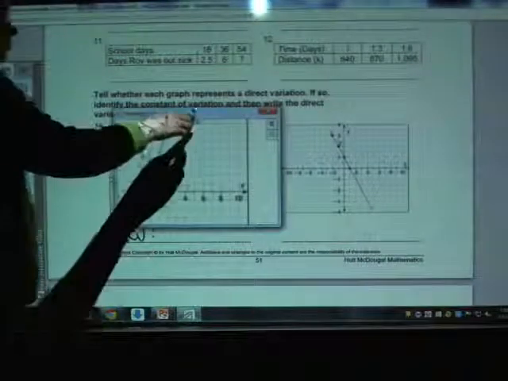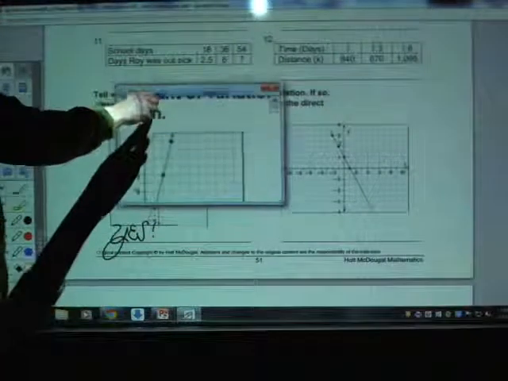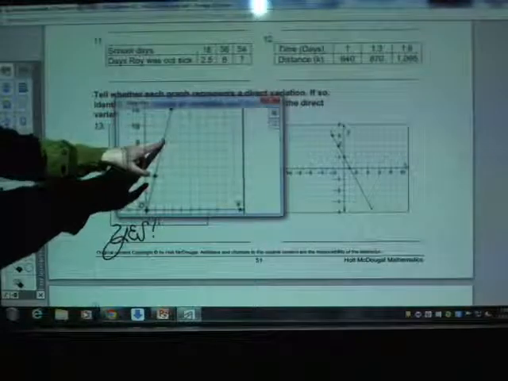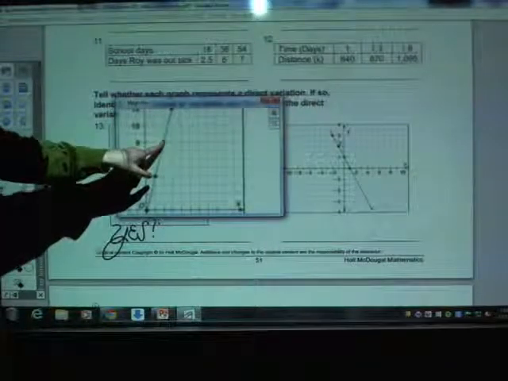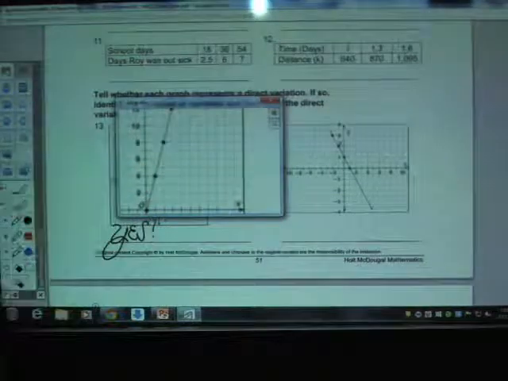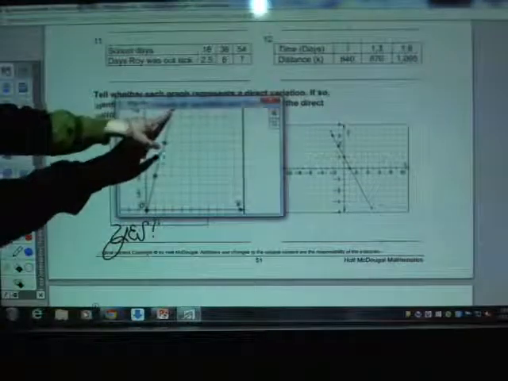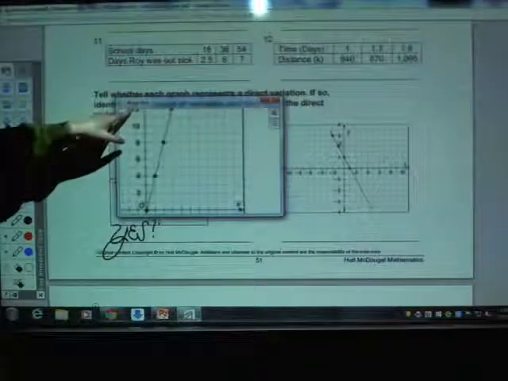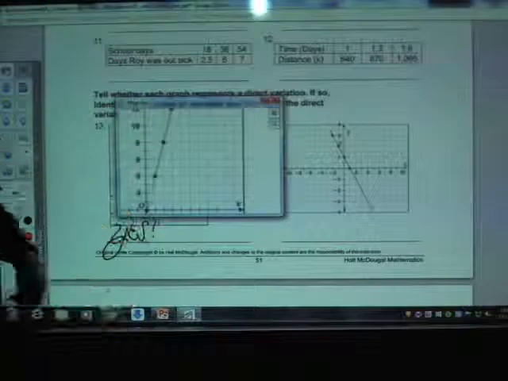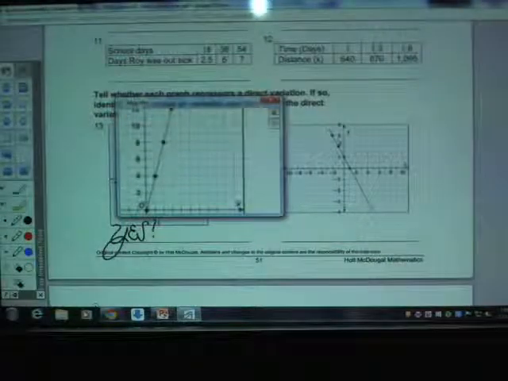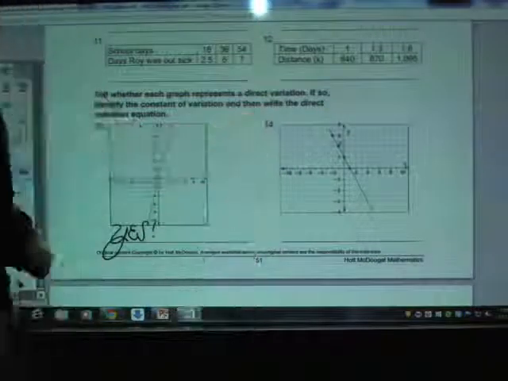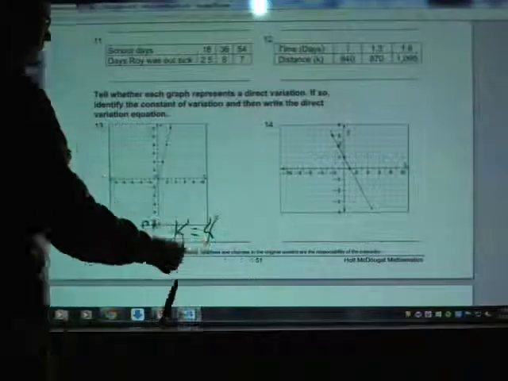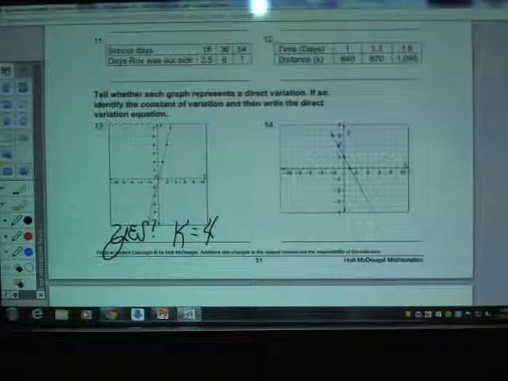And you say, well, what if I don't want to do that point? Well, here's some other ones. All right, here's this point up here. 2 on the x, 8 on the y. Well, to find the constant, I'm going to do y divided by x. So 8 divided by 2, 4. Go to this point up here. 3 on the x, 12 on the y. So I do y divided by x, 12 divided by 3. No surprise, 4. So every time we end up with the same constant of variation when we do y divided by x, 4. So the constant of variation in number 13 is 4.